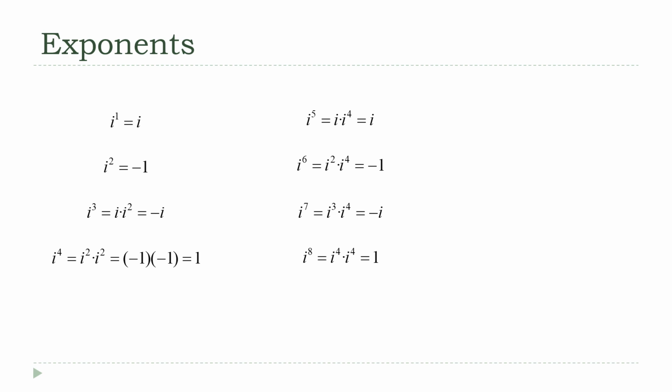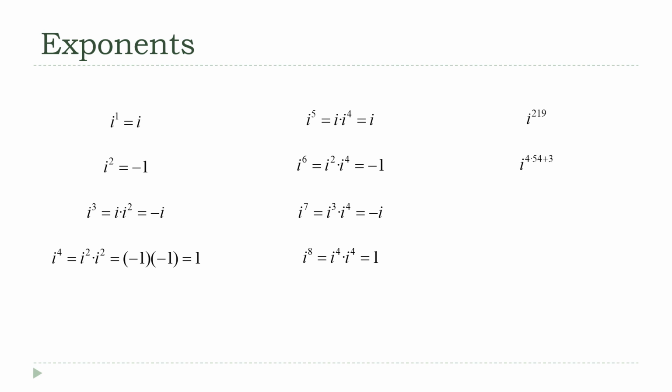If we try this again, I to the 9th, that's I times I to the 8th. I to the 8th is 1. We're going to get the same cycle of 4 numbers. Okay, so how could I do something like I to the 219th power? Well, here's what I'm going to do. I'm going to break that 219 up into a multiple of 4 plus something else. All right, that sounds a little strange. Here's how I'm going to do this.